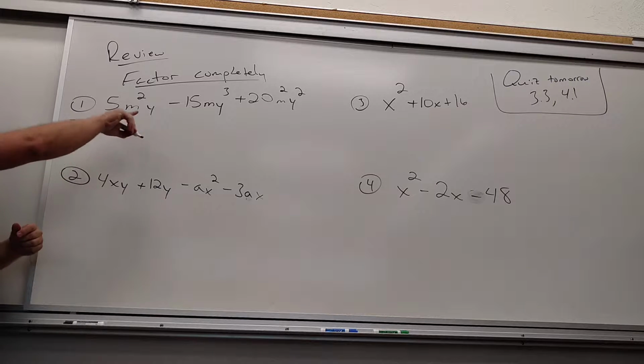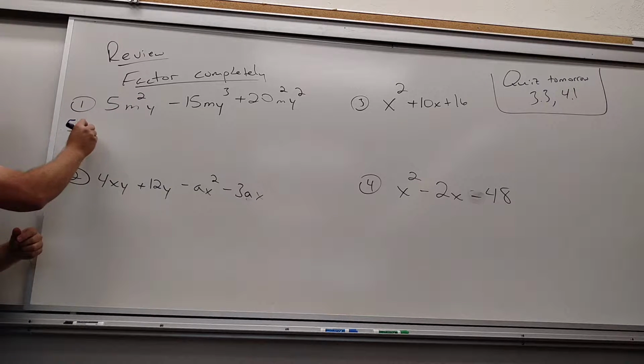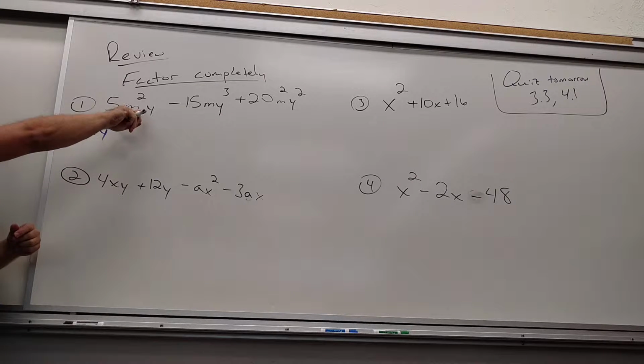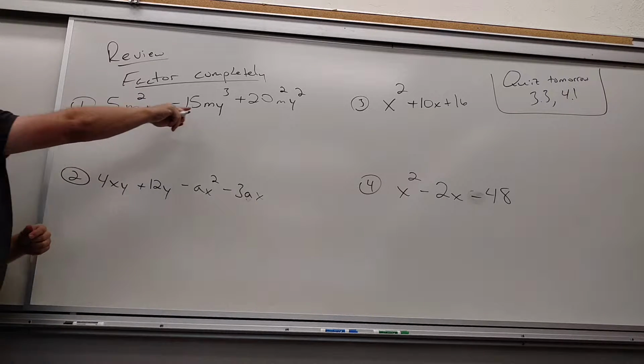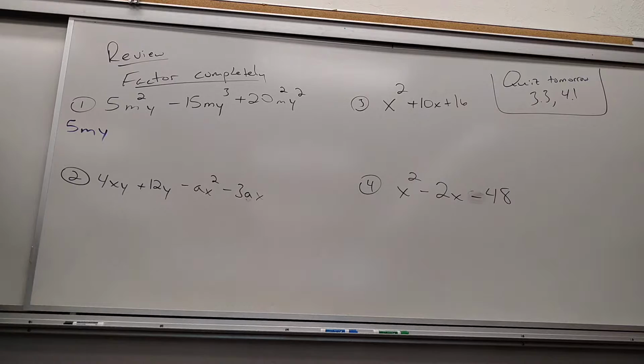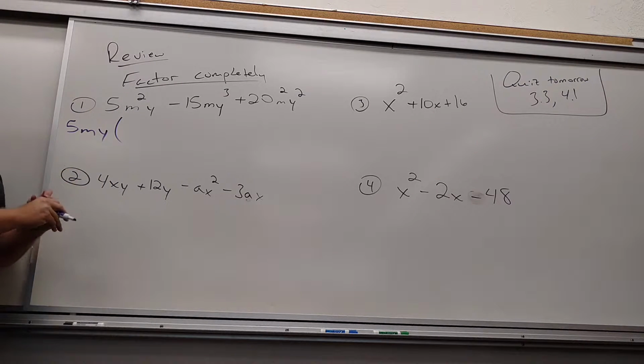5. M. Y. Good. Because the lowest power on each is 1. He can only give 1 Y, he can only give 1 M. So no matter what the other ones can give, you just take what the least can give. Right? Take everything that the least has. Alright.